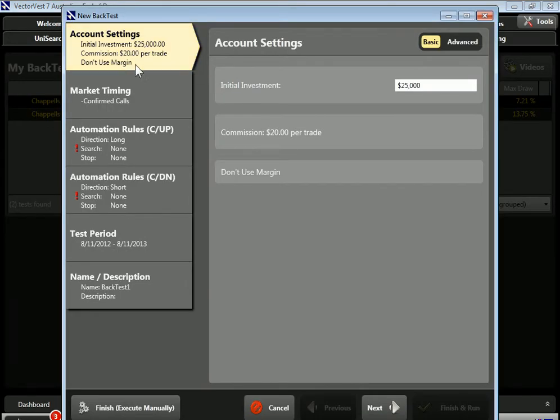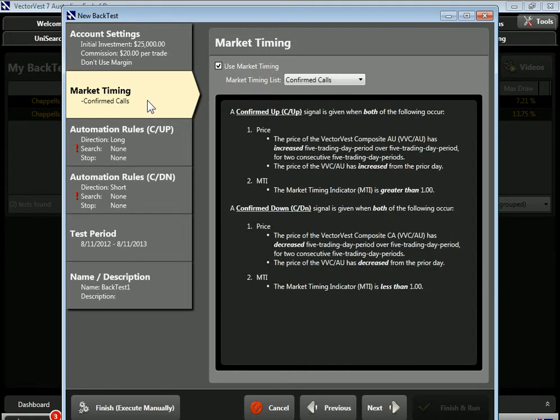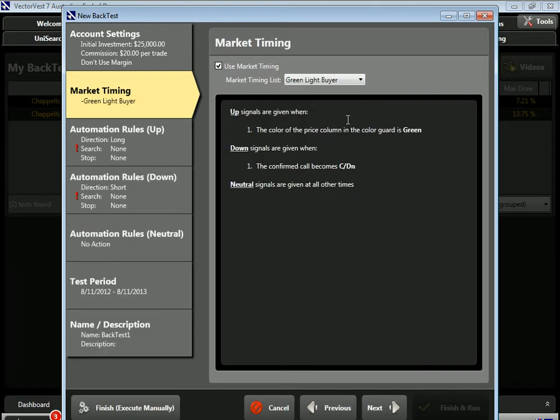When I do that, I'm going to use all the general account settings. I'm going to go to the market timing area, and here's where, if you don't have auto tester, you may not see this functionality. If you have auto tester available on your account, you'll be able to use market timing. I'm going to change it to the green light buyer, which again means we'll pick up shares the following day from any green light that populates in the price column of the color guard.